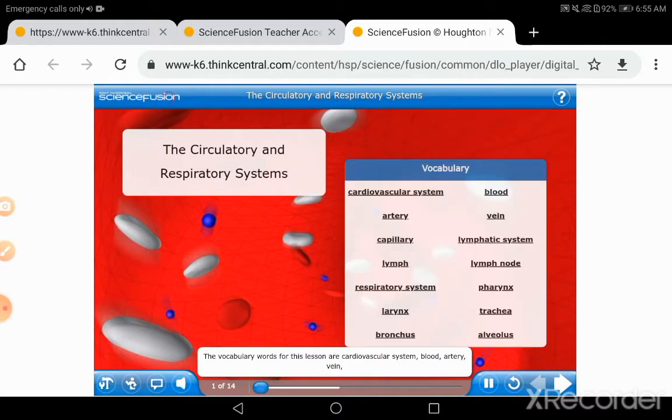The vocabulary words for this lesson are cardiovascular system, blood, artery, vein, capillary, lymphatic system, lymph node, respiratory system, pharynx, larynx, trachea, bronchus, and alveolus. Click each word to find out more about it.